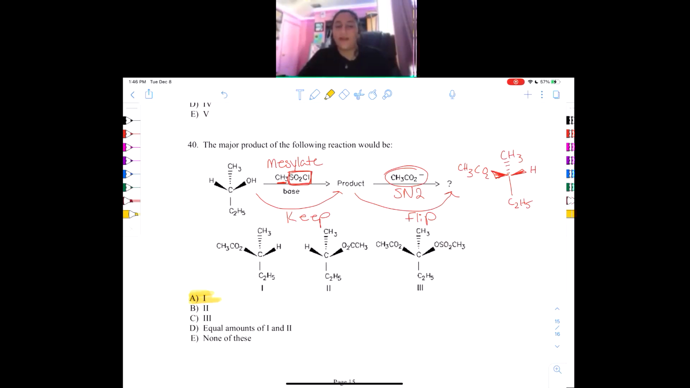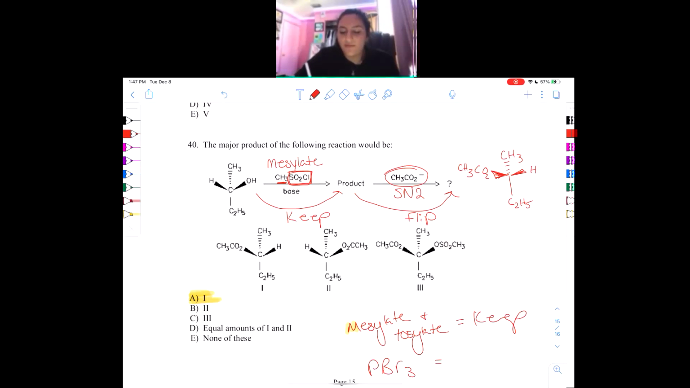All right. So someone asked for tosylate, it would flip, right? So no, mesylate and tosylate are going to be exactly the same. So mesylate, keep. And PBr3 is going to flip. And this is only for the first step.